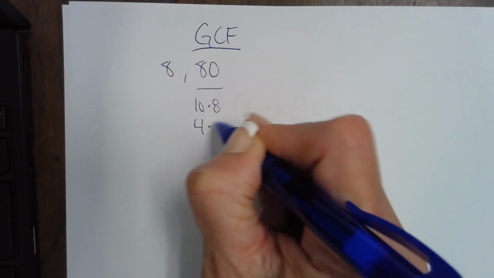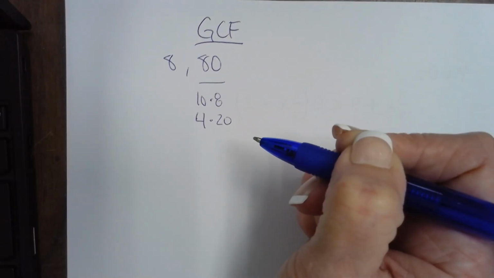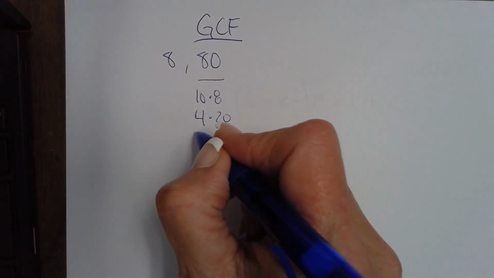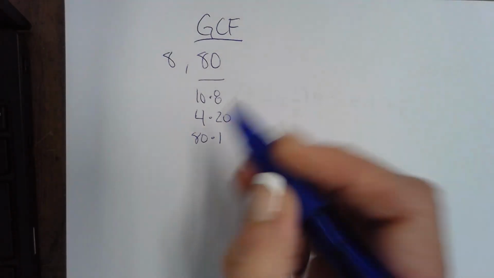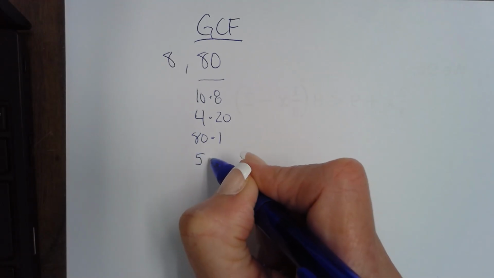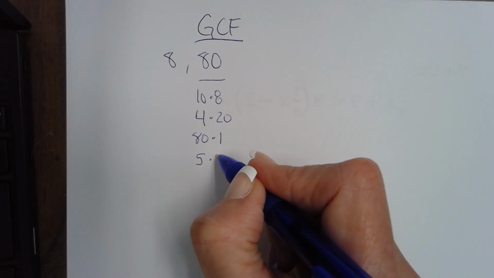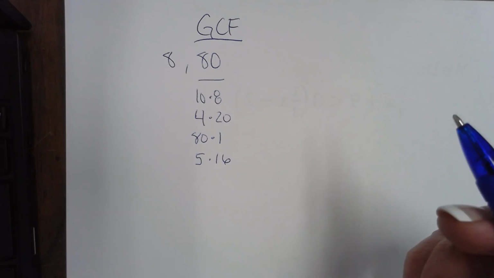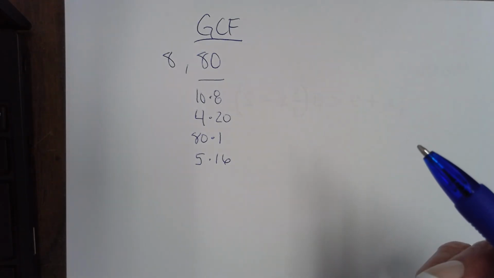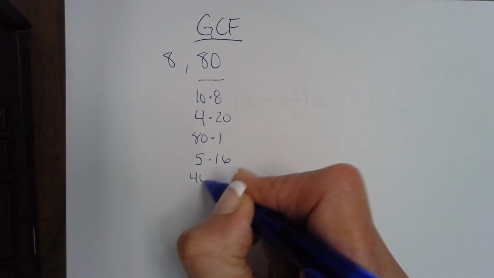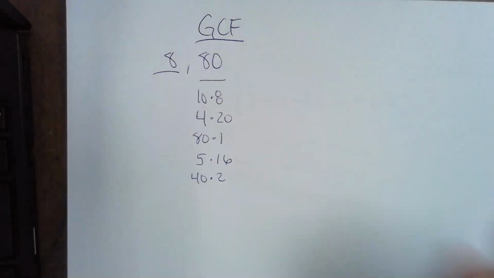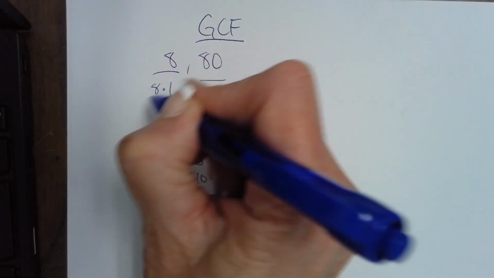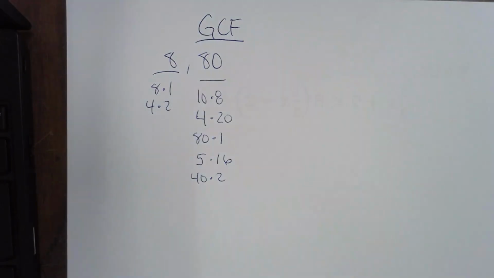We've got 4 times 20. We've got, by the way, 80 times 1 is definitely a set of factors. And I think we've got 5 times something. 5 times 16 maybe? Yeah, 5 times 16. Okay, can y'all think of any more? 40 times 2. Okay, now, for 8, factors are 8 times 1, 4 times 2, right?